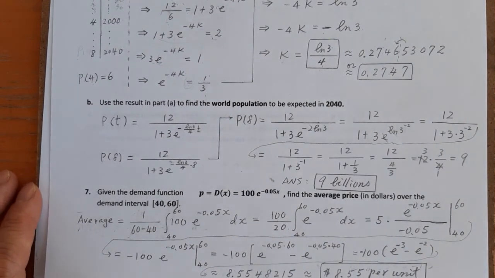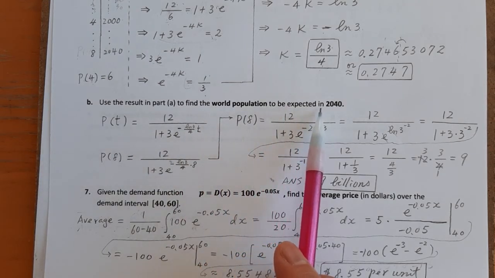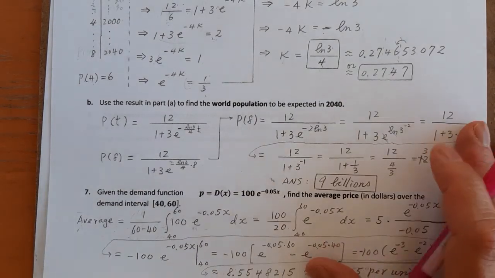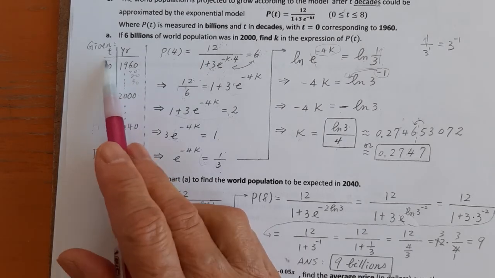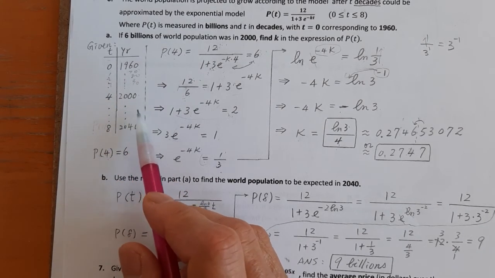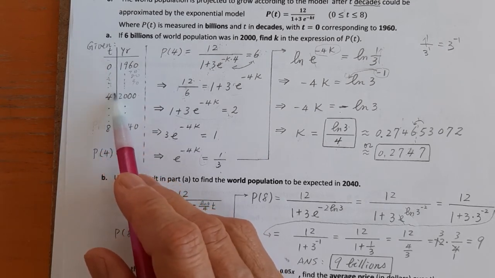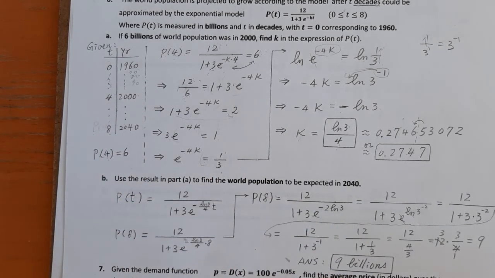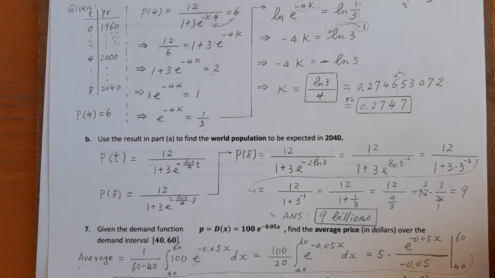For part b, use the result in part a to find the world population expected in 2040. For 2040, we need to find the corresponding t. Use this table: from t equals 4 for 2000, add 40 years, so add 4. So t plus 4 gets 8. So 2040 is t equals 8. Plug t equals 8 into P of t.